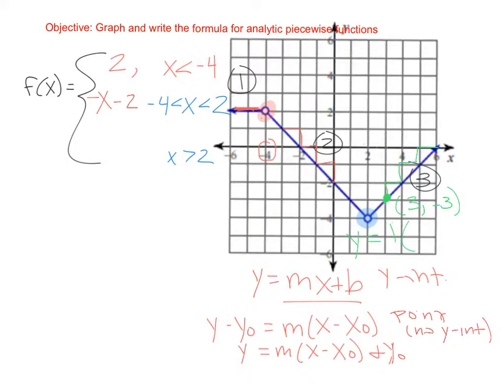It's just hard to read, isn't it? I'm sorry, guys. x minus 3, minus 3. So 1, x minus 3, minus 3. So that's my slope, my line.